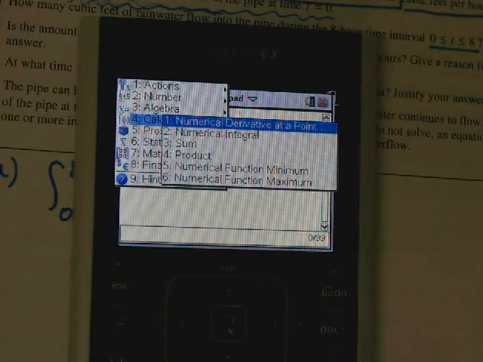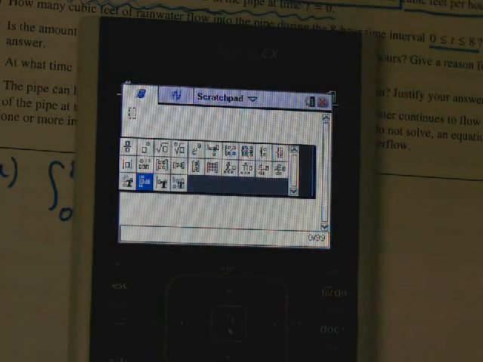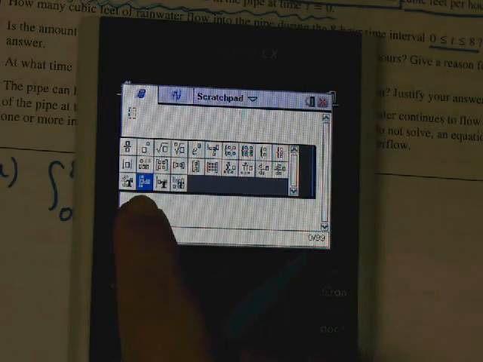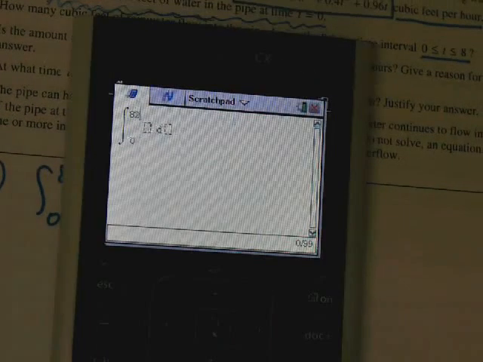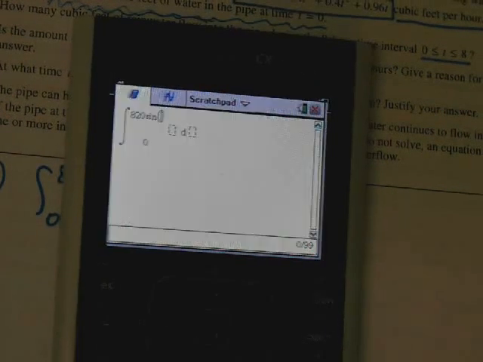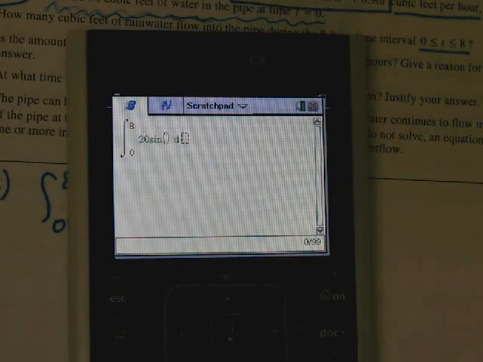20 sine of t squared over 35. So 76.57. If you don't get that number, it may be that your calculator is not in radian mode.